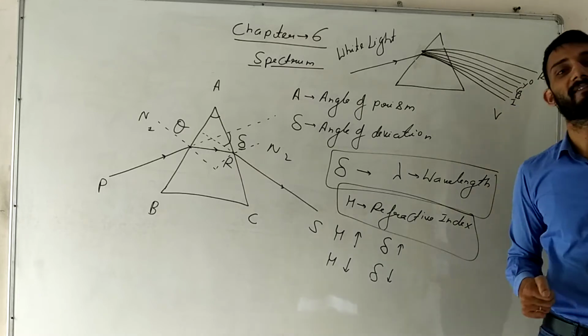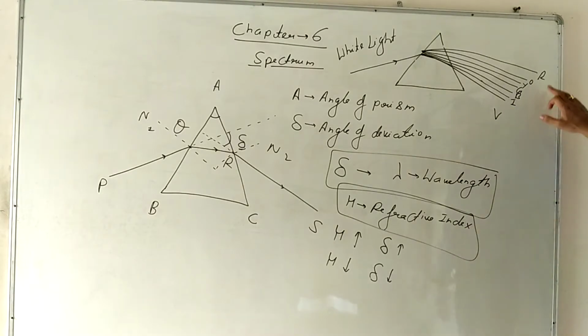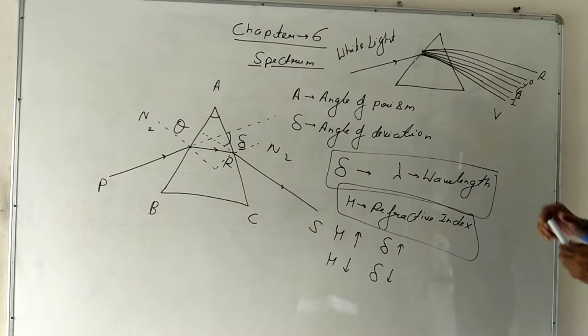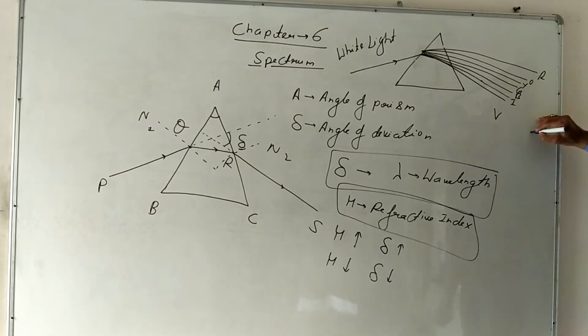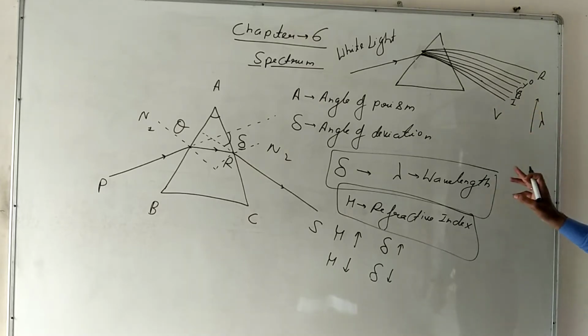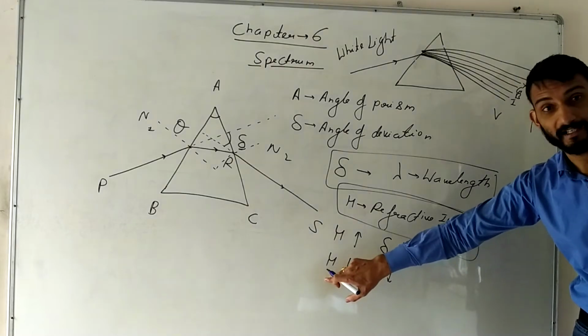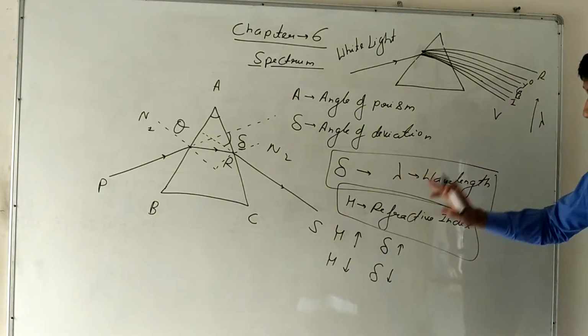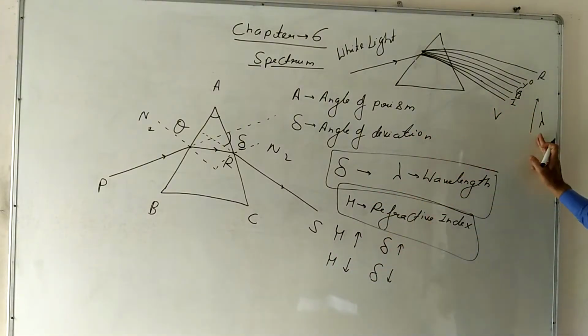Now tell me whose wavelength is more. The wavelength of red is maximum. It means if you go from bottom to top, wavelength is going to increase. So when you go from bottom to top, wavelength is going to increase. Now I hope you can relate what is the relation between refractive index and wavelength or deviation with wavelength.